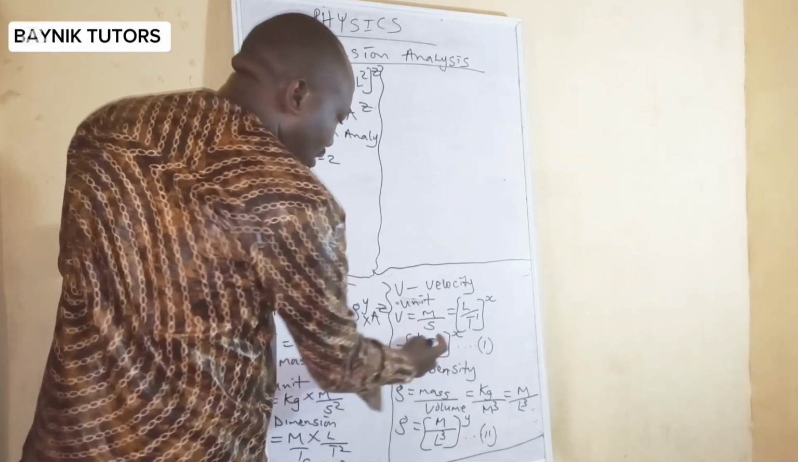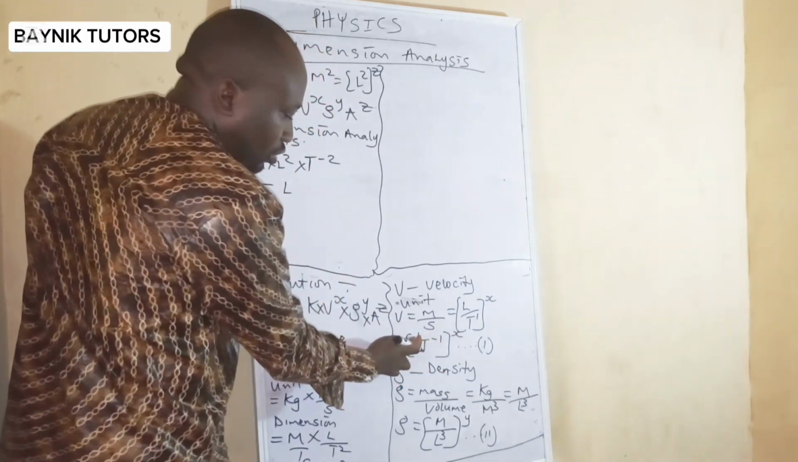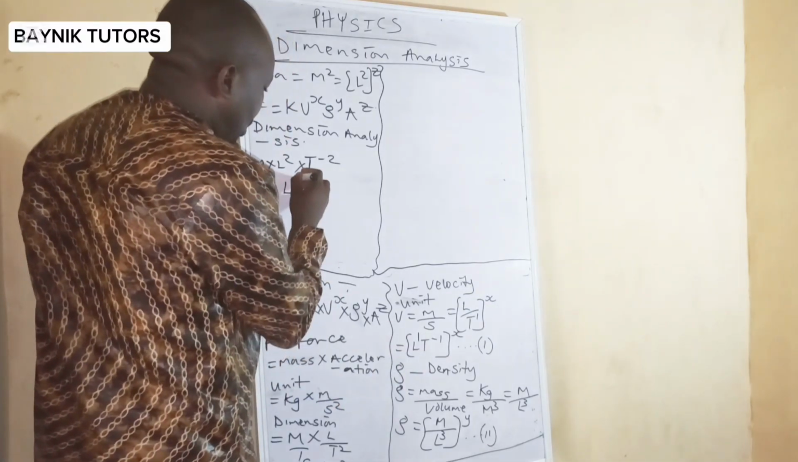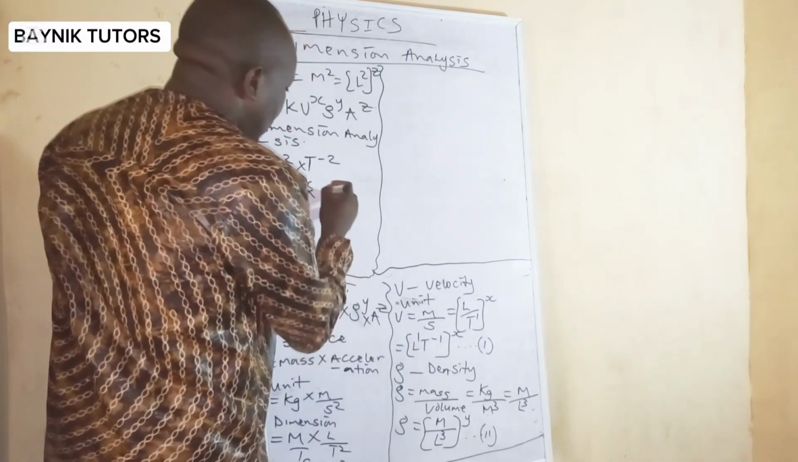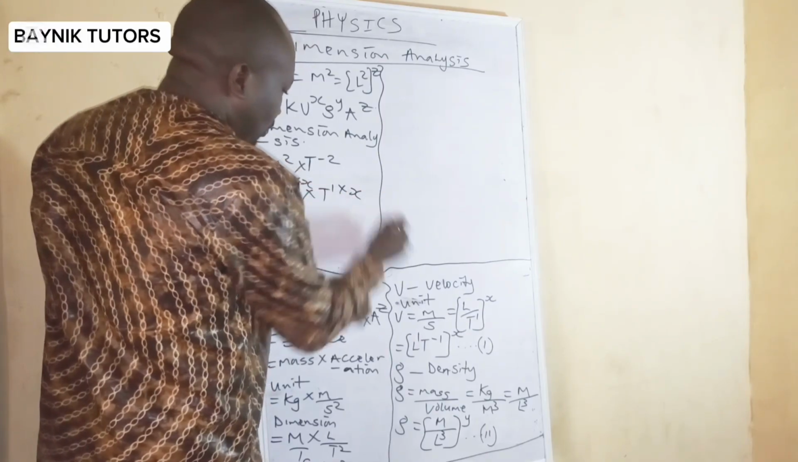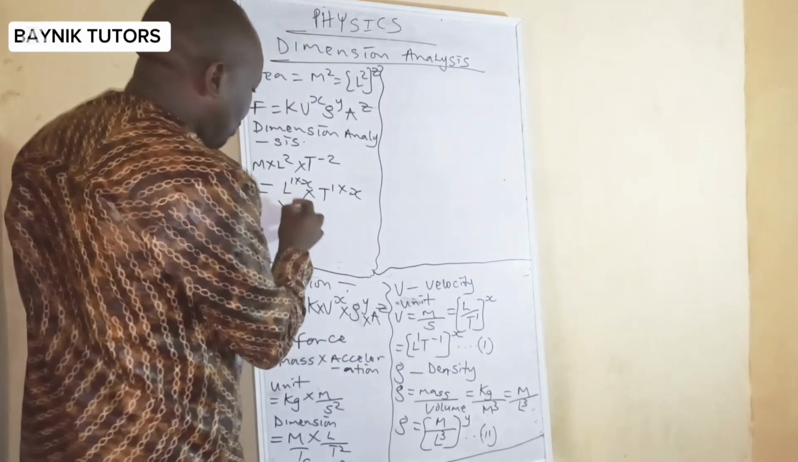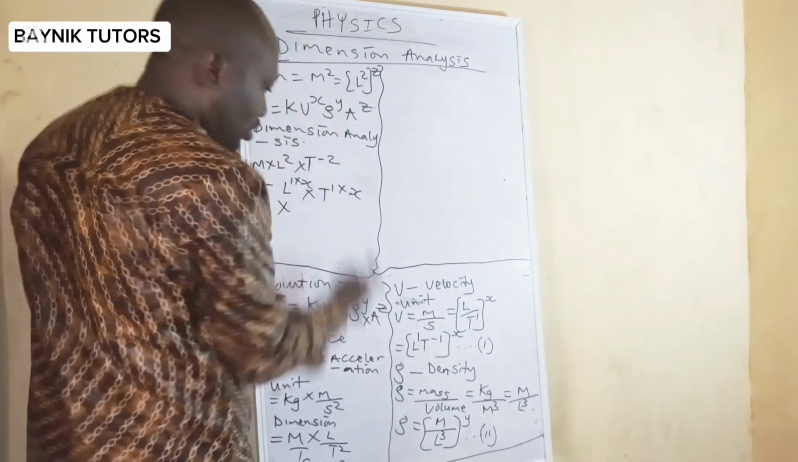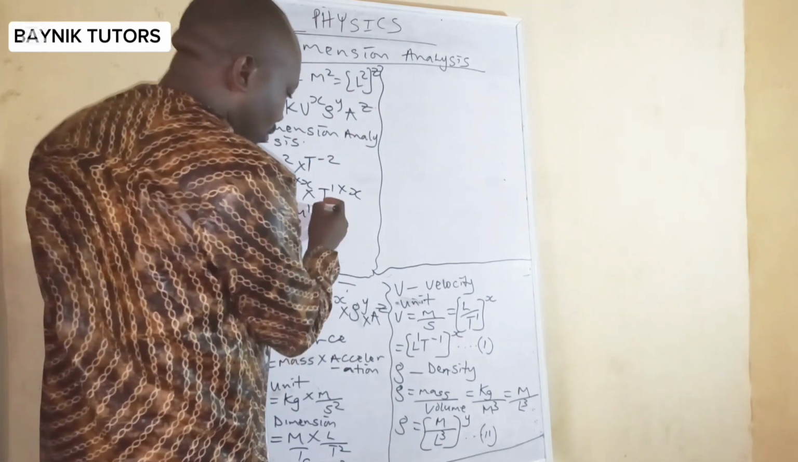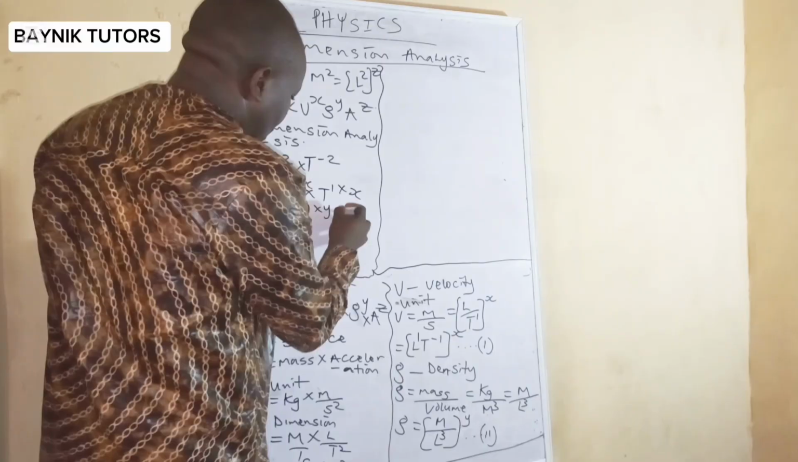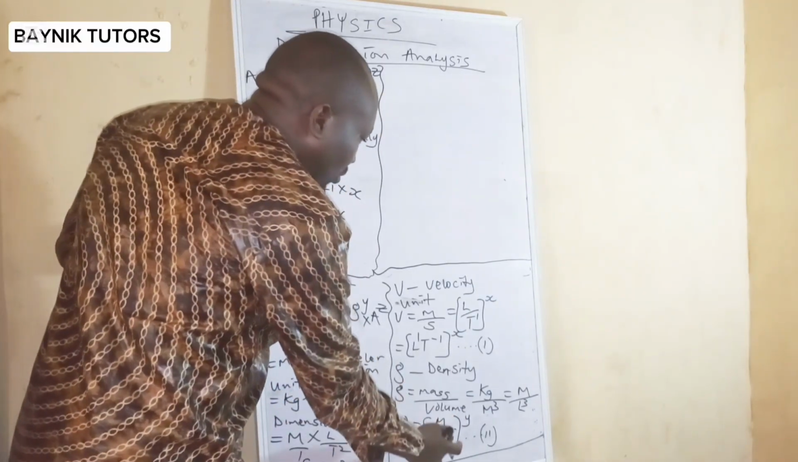So I will do x times 1 here. That will be L raised to power 1, T raised to power minus 1 times x. That's for velocity. Then multiply by the next one, which is density. I'll look at density here. This will be M raised to power 1 times y, times L raised to power minus 3.